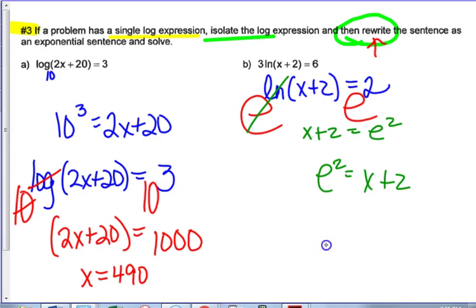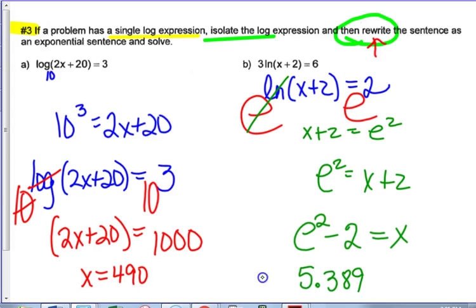All right, so that one you just type, if you wanted an exact answer, the exact answer would be this. But if you get a decimal, 5 point, what more time, guys? Thank you. We good?